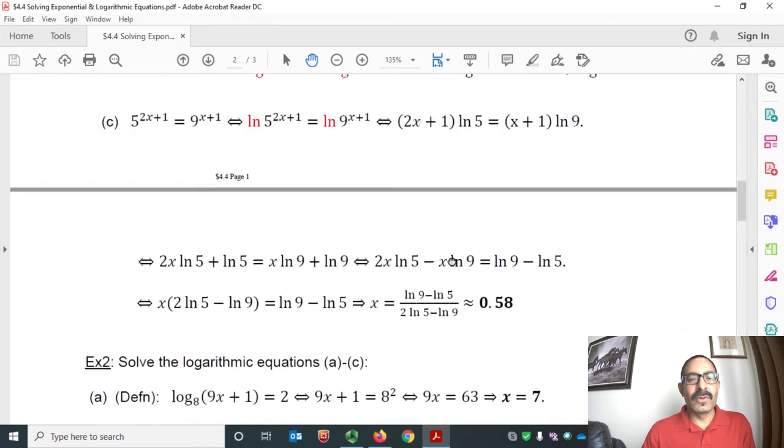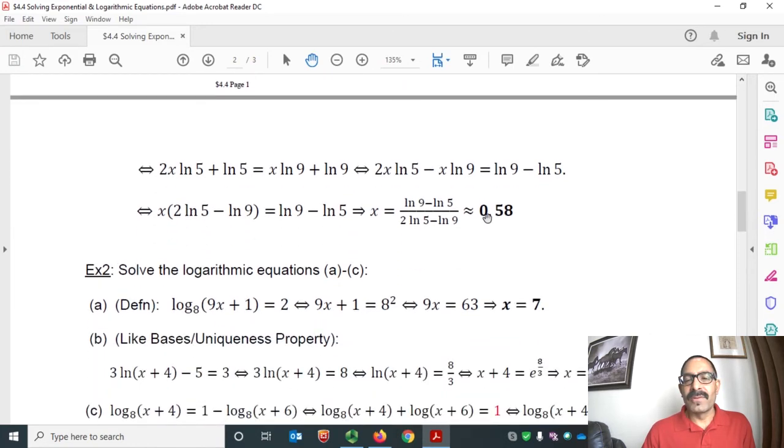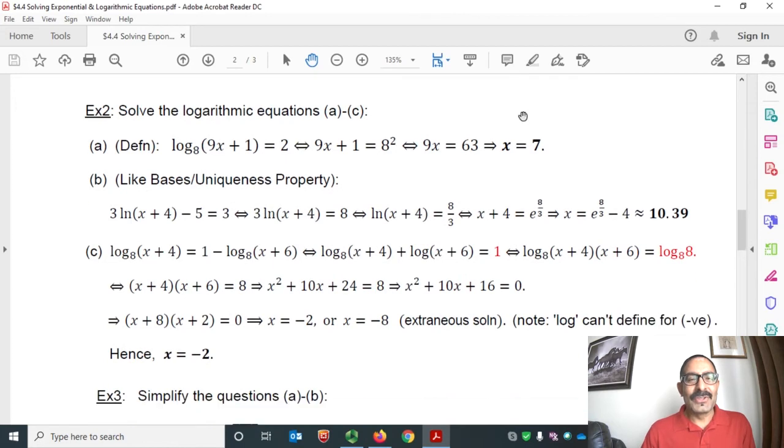Great. So even if we don't have equal bases in these exponential equations, we found the value. The idea is taking log of both sides. Great. Let's move on. Example 2, solve the logarithmic equations A through C.